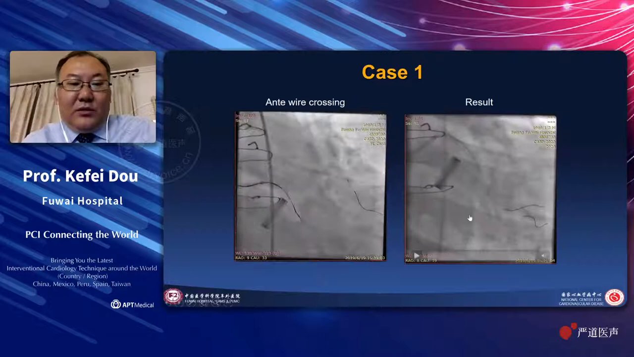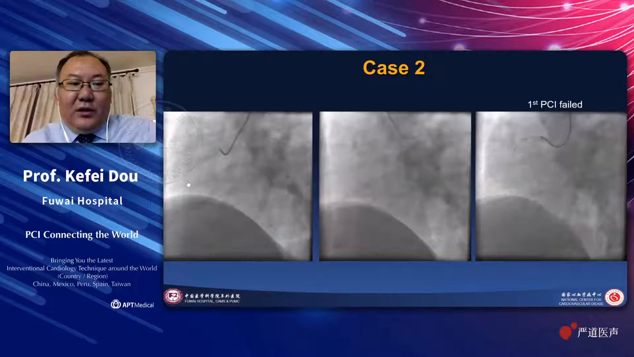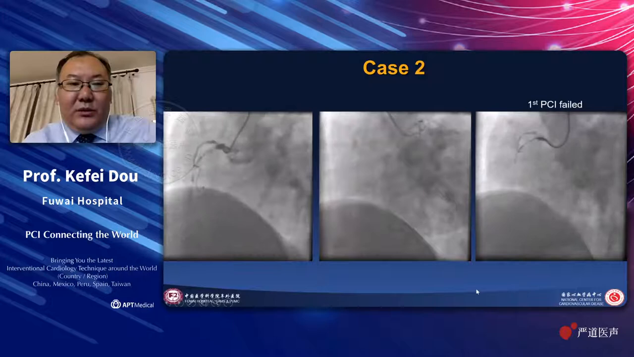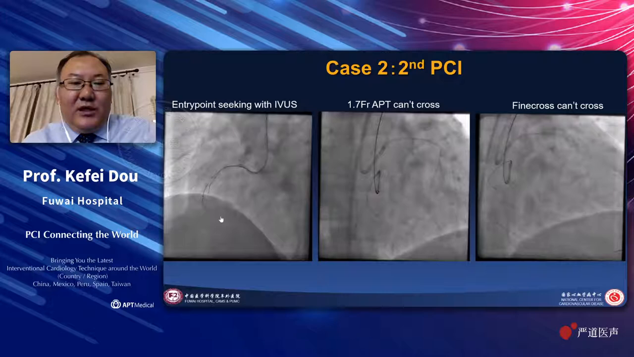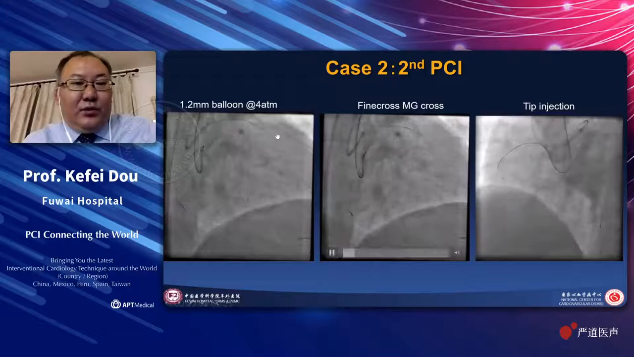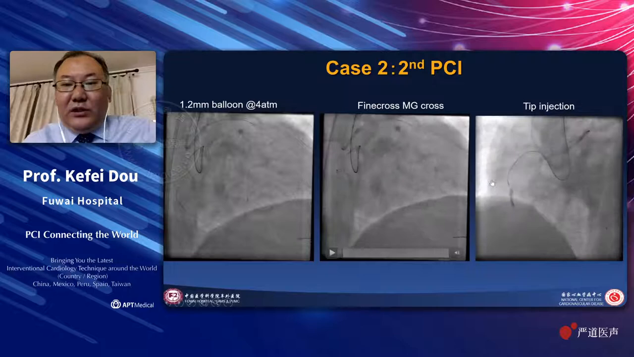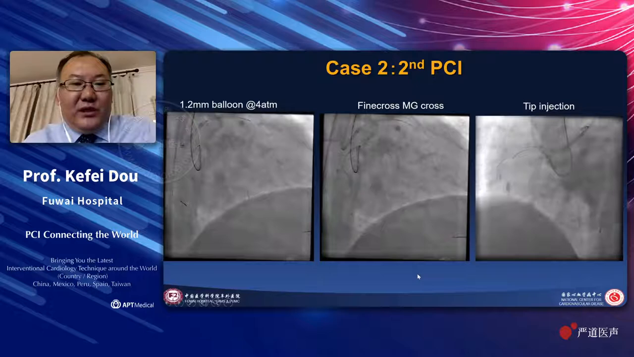And this is another case. It's a right coronary CTO that first failed in another hospital, and all young doctors. First they used the IVUS guide to find the entry point. After the antegrade wire failed, they went retrograde rapidly, and the retrograde microcatheter could cross the collateral. He ballooned the septal and then pushed the wire across the septal and then did the reverse CART. He switched the strategy very, very fast and fixed this complicated case in only 18 minutes.